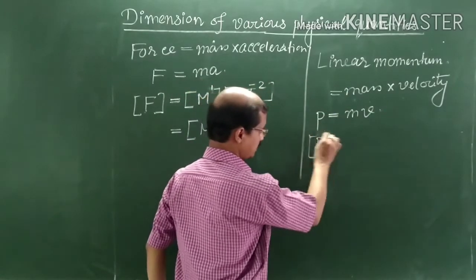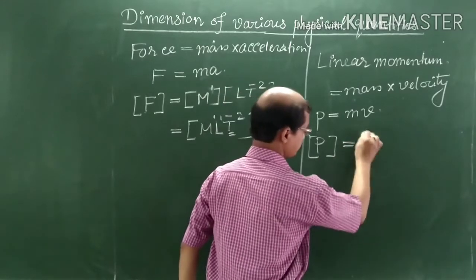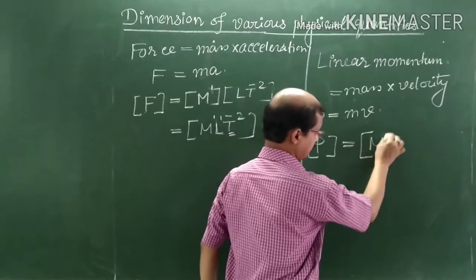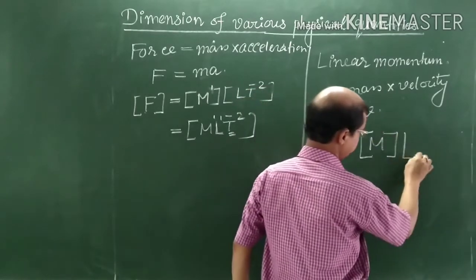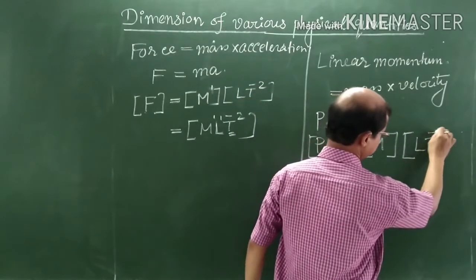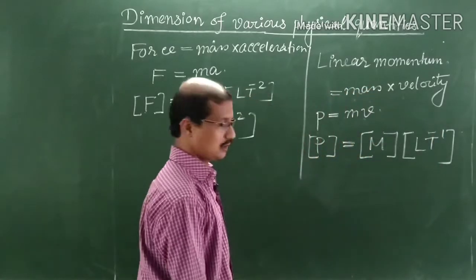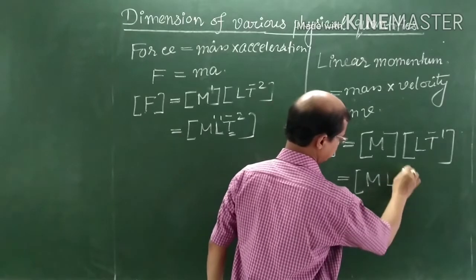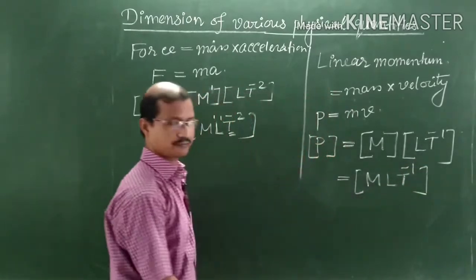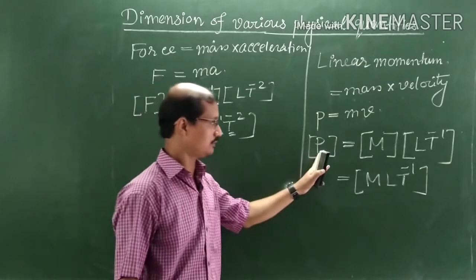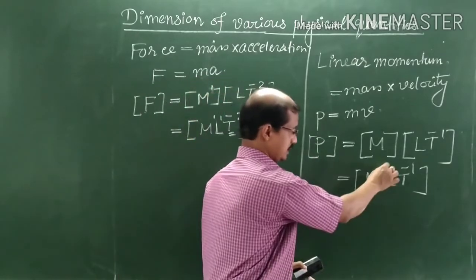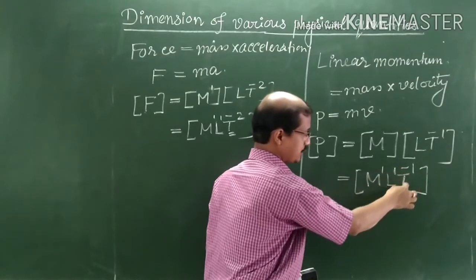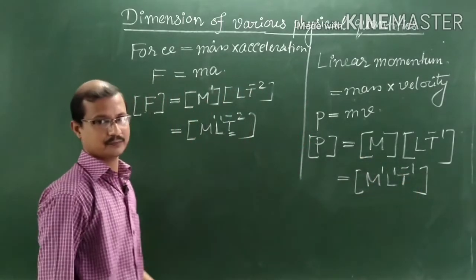Now you find the dimension of P. So you write the dimension of mass, capital M, and the dimension of v, velocity, L t inverse. After simplifying you will get m L t inverse. So you can say the dimension of linear momentum is 1 in mass, 1 in length and -1 in time. Did you understand?